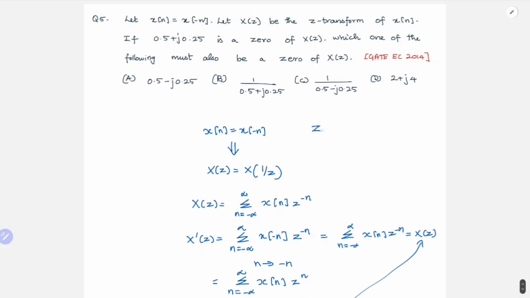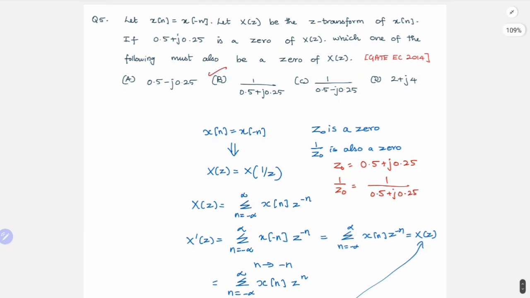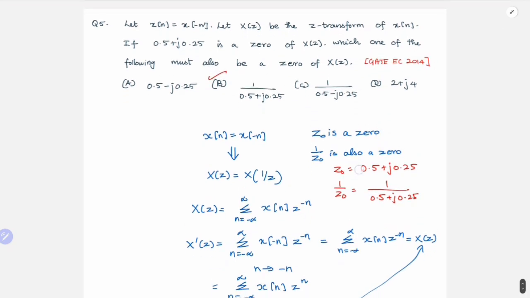So if some z naught is a 0, 1 by z naught is also a 0. So z naught is equal to 0.5 plus j into 0.25. So your other 0 is nothing but 1 by z naught, given by 1 by 0.5 plus j into 0.25. So here straight away they have given the answer. So option B is the right answer.